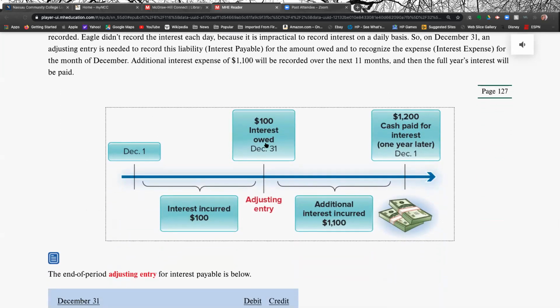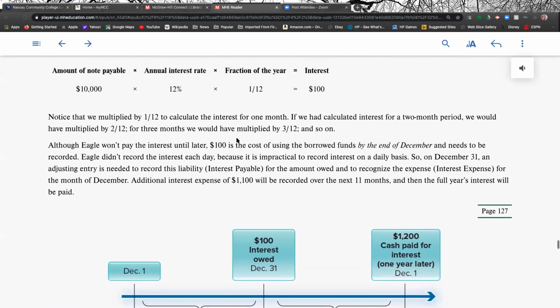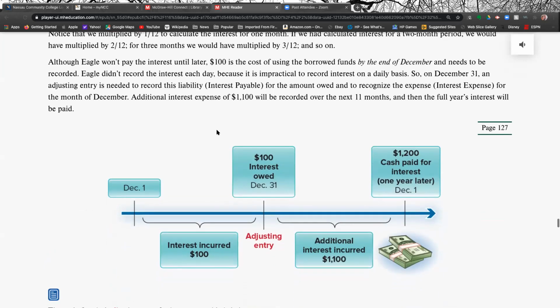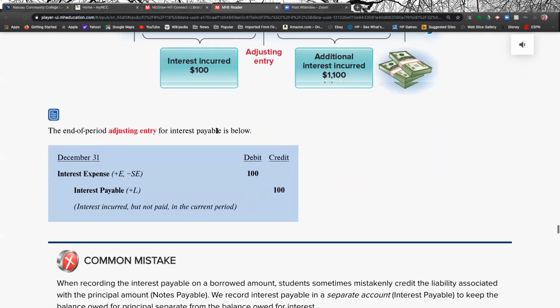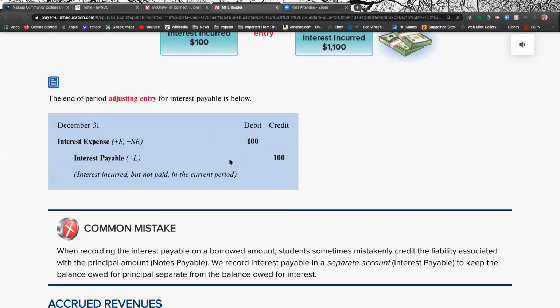how much interest did they owe at the end of December? $100, right? The $100 that we just calculated. Debit interest expense, credit interest payable.